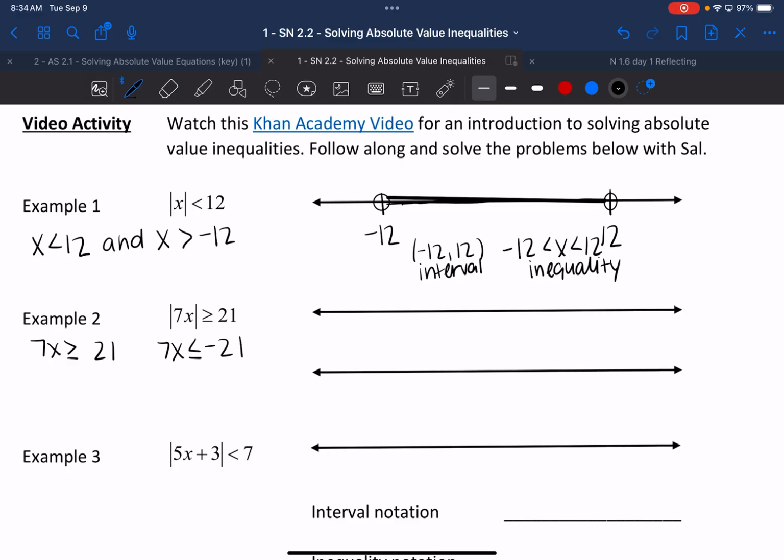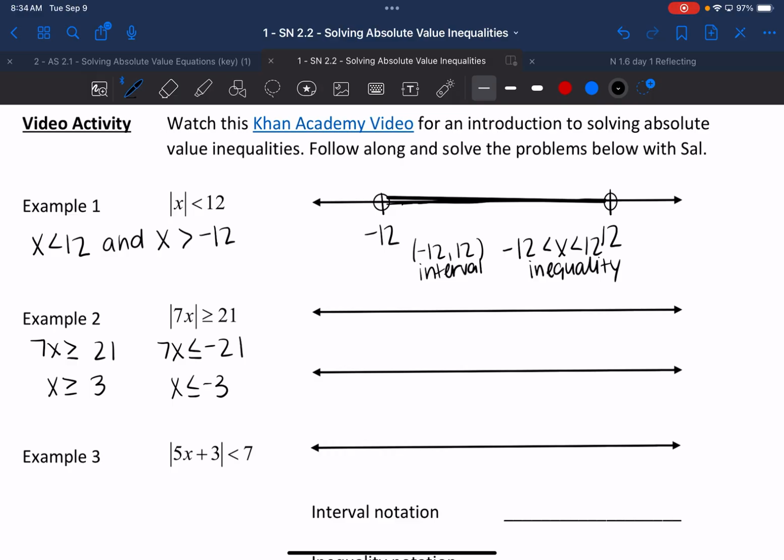All right, now these ones do require us to do a little solving because there was something inside of that absolute value. So what would I do now? Divide by 7. Good. So when I divide 21 by 7, I'm going to get that x is greater than or equal to 3. And when I divide negative 21 by 7, I'm going to have x is less than or equal to negative 3. Good.